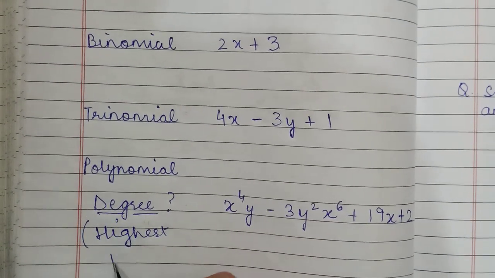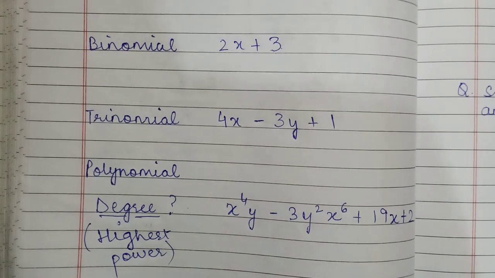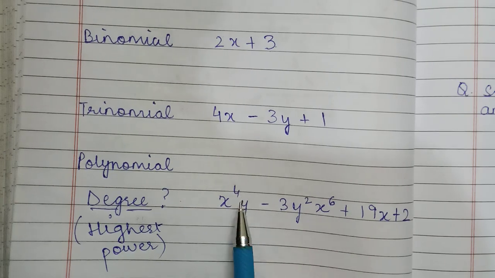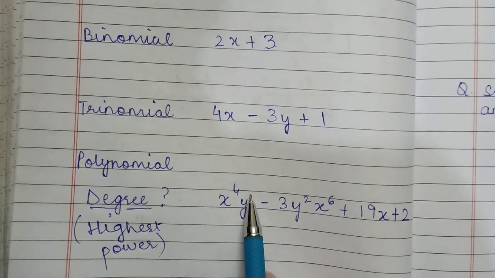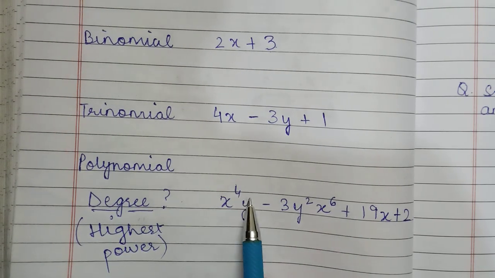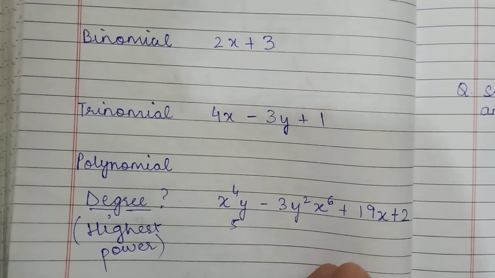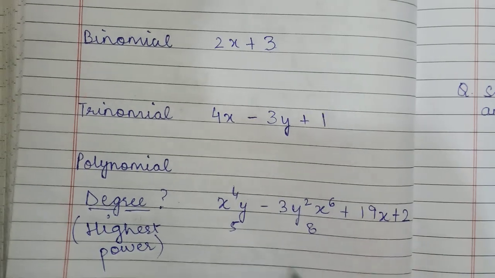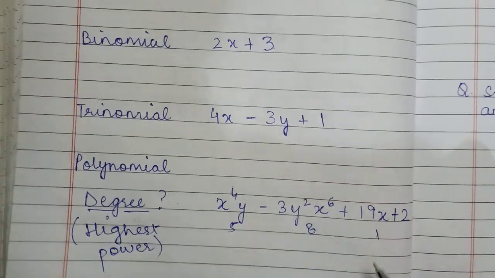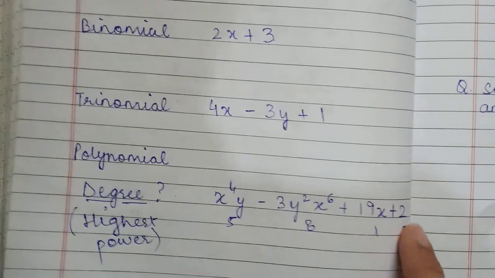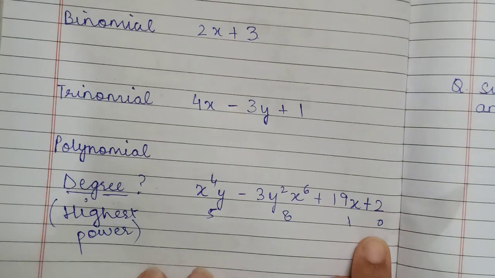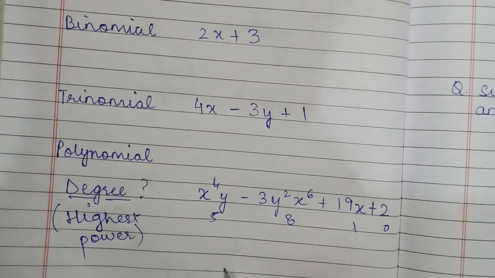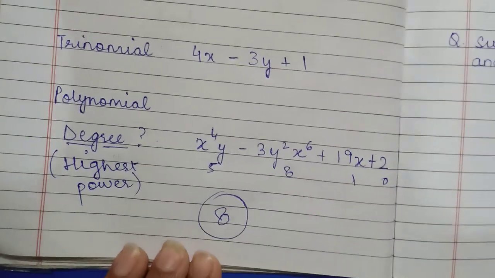What we have to find? We have to find the highest power. Now in this, what is the power of this term? It is 4 and y is raised to the power 1 here. So 4 plus 1, 5. Then power of this is 2 plus 6, 8. Power of this term is 1 and its power is 0. No variable is here, so it's 0. So which is the highest value? 8 is the highest value. So we will say the degree of this is 8.